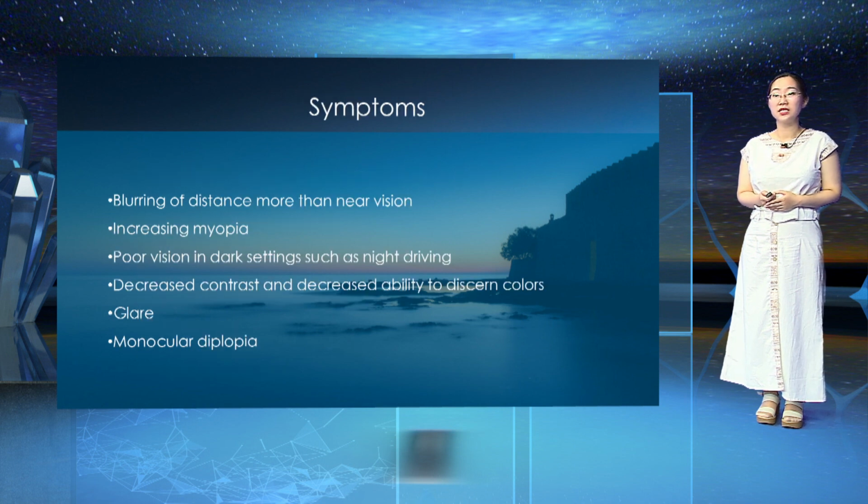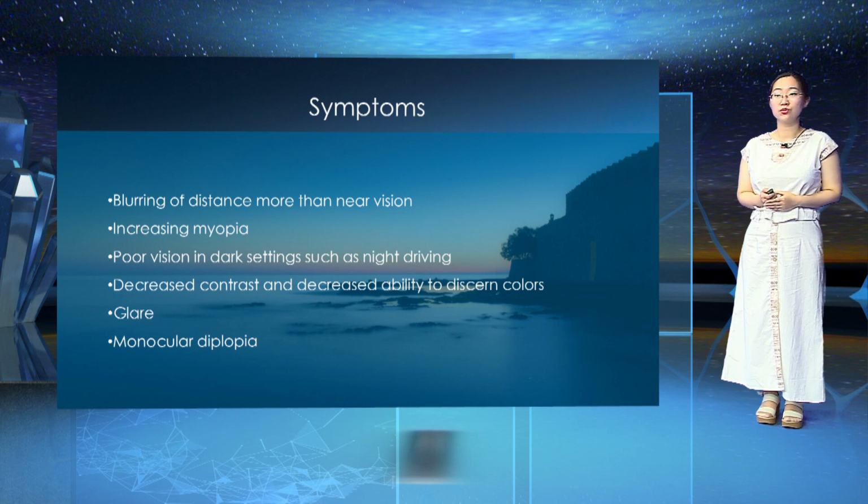Symptoms are blurring of distance more than near vision, increasing myopia, poor vision in dark settings such as night driving, decreased contrast and decreased ability to discern colors, glare, and monocular diplopia.